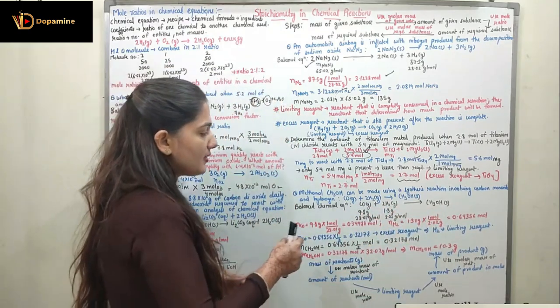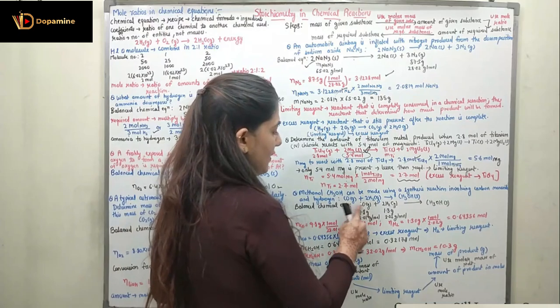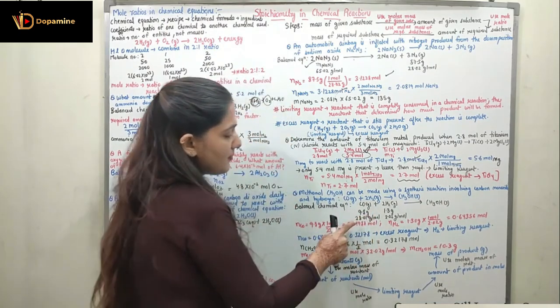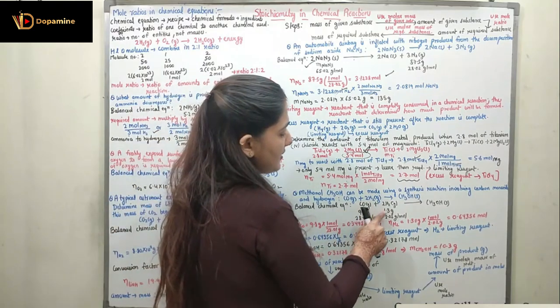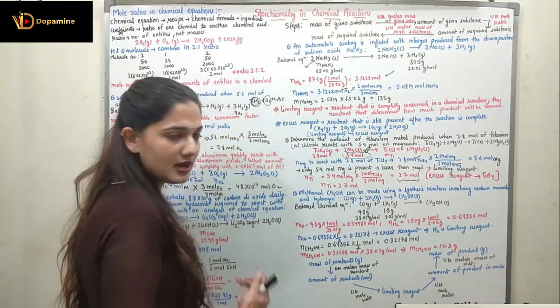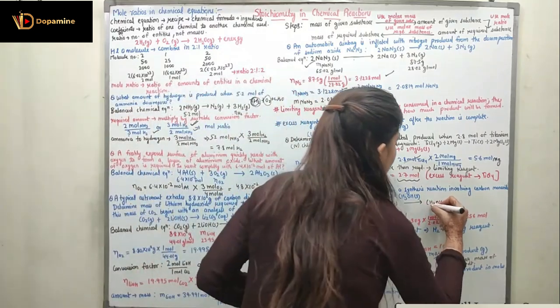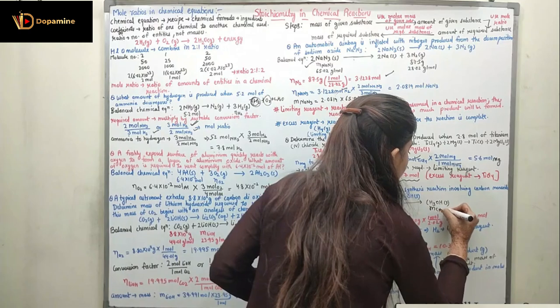CO in the gaseous form plus 2H2 in the gaseous form gives CH3OH. Right, so what is given? So we are given the mass of the carbon monoxide and the mass of hydrogen. So mass of carbon monoxide is 9.8 gram, mass of hydrogen is 1.3 gram. These two are already given. We have to find out the mass of CH3OH.